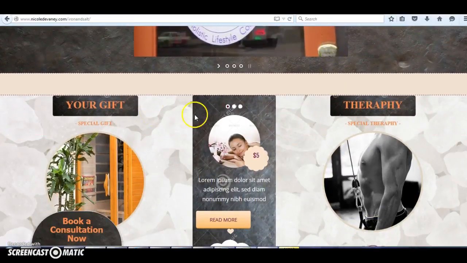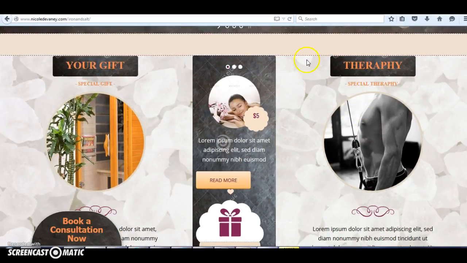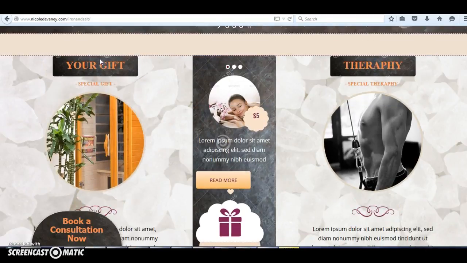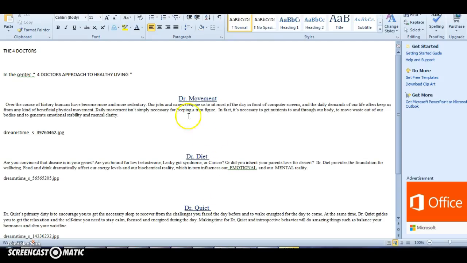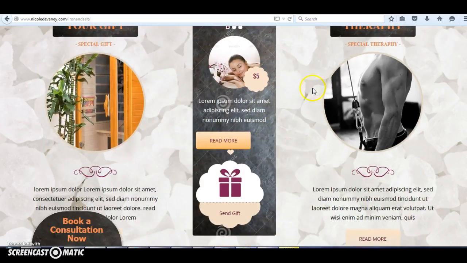She wants four of these circular pictures with four of these buttons, or four of these titles rather. And in the middle, she wants the text. So I got your instructions right here. Say the four doctors' approach to healthy living. In the middle, she wants this to be in the middle of the four pictures.